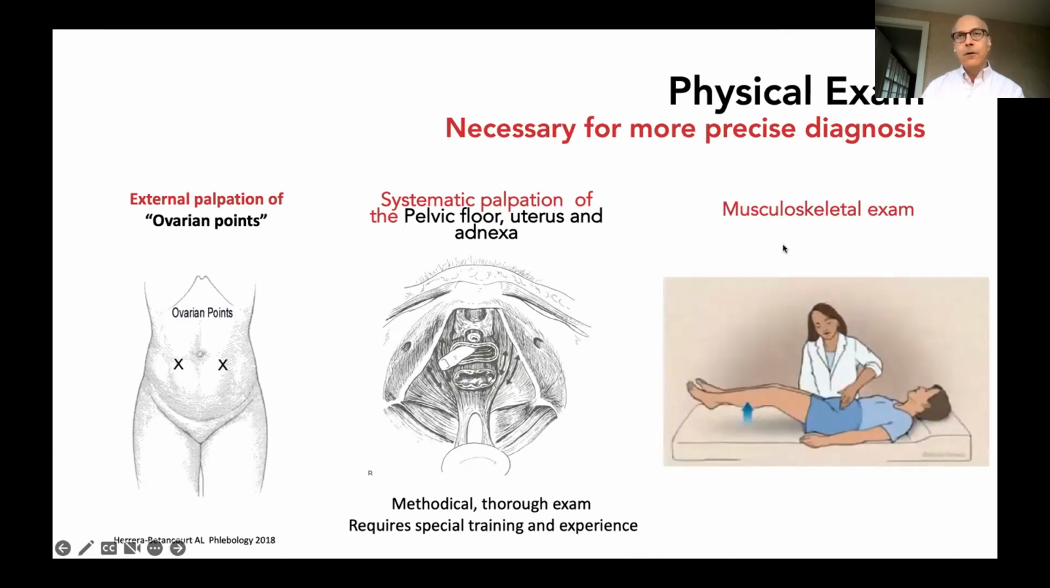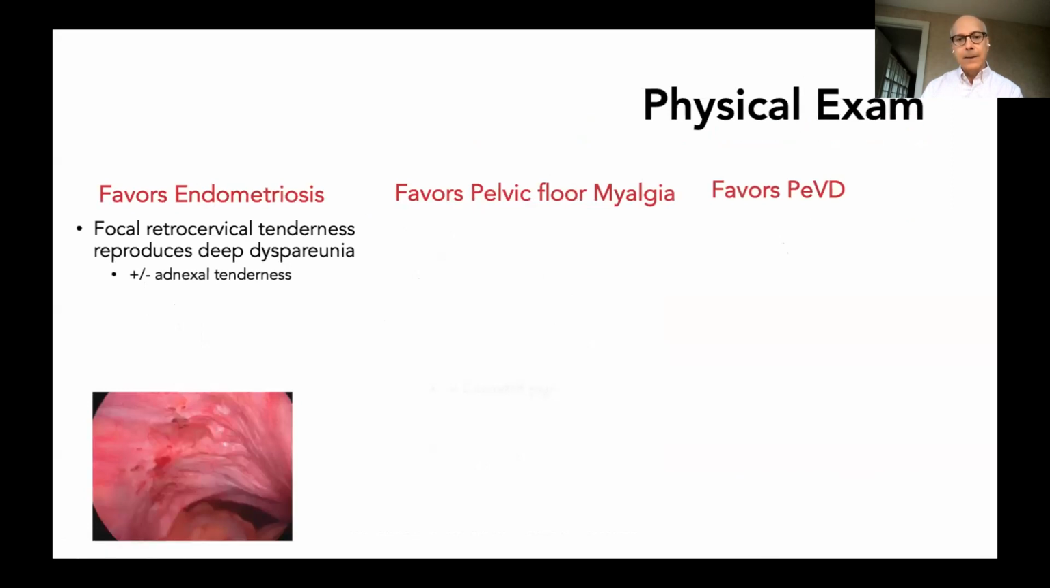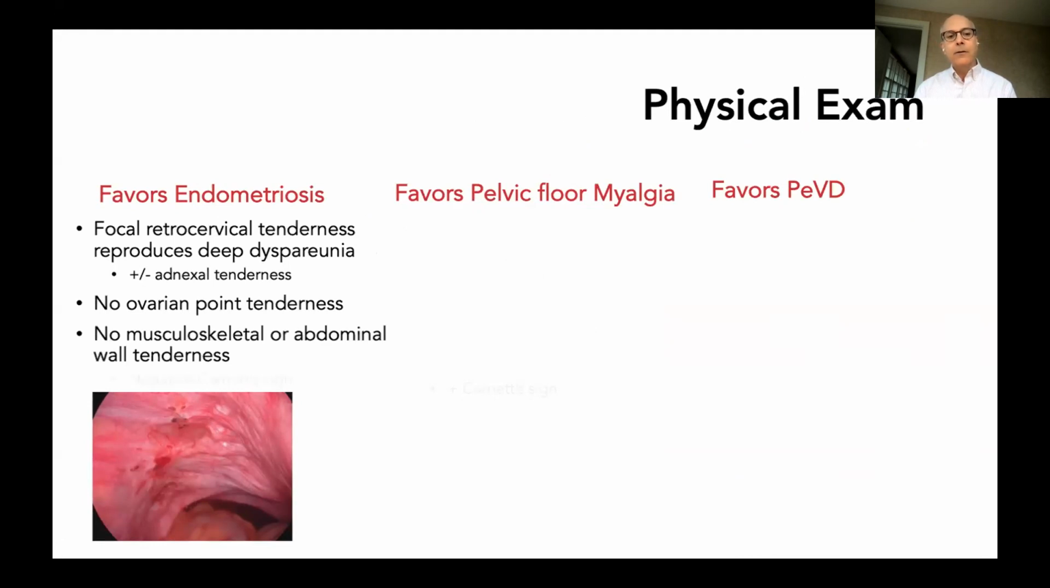And in addition, a very thorough musculoskeletal exam, including of the intra-abdominal wall, the hips, the back, the thighs, is done because many of the patients with the myofascial pain syndrome will be only identified with that part of the physical exam. So when you get to the physical exam, what favors endometriosis is a focal retrocervical tenderness that can reproduce the dyspareunia with or without adnexal pain and with or without nodules, but certainly no ovarian point tenderness as a rule, and no musculoskeletal or abdominal wall tenderness unless there's a patient with central sensitization, which we'll talk about in a moment.